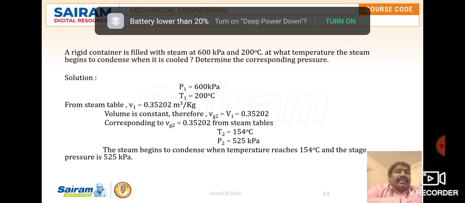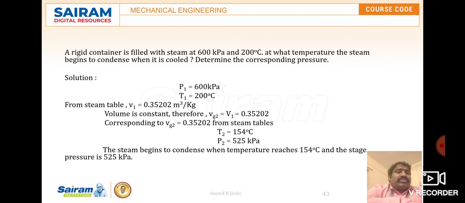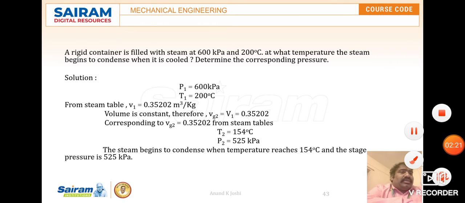So this is the case. The steam begins to condense when the temperature reaches 154 degrees centigrade and the pressure reaches 525 kilopascal. This is how we can find out the values from the steam table and give the conclusion about this problem. This is the pressure we found from the steam table, 525 kilopascal and 154 degrees centigrade. We'll look at one more related problem next.